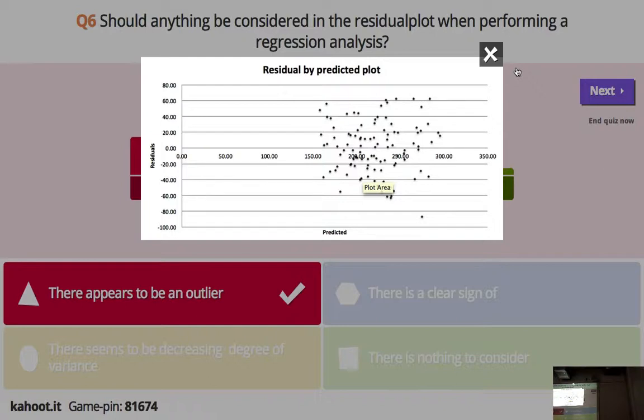There seems to be a decreasing degree of variance. Decreasing degree of variance would mean that we would see some sort of pattern like this. But that's not the case, right? And not increasing either, I think. I think it's rather constant. But what we can see here is that there appears to be an outlier there, right?